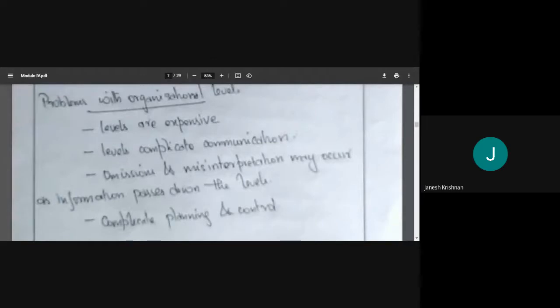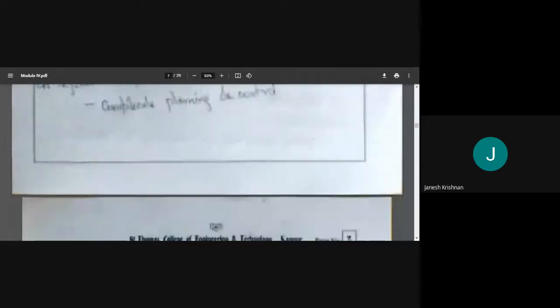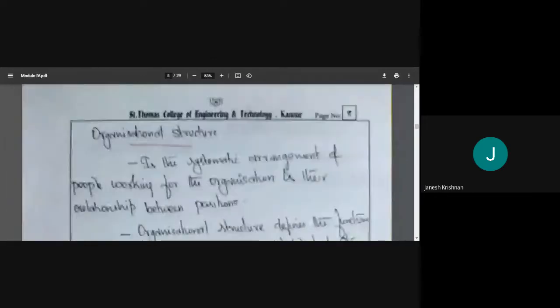The second topic was organizational structure. Organizational structure is the systematic arrangement of people working for the organization and the relationship between positions. In our case, we took the example of a project, right? You guys are project members, and I am the project leader who is responsible for everything.